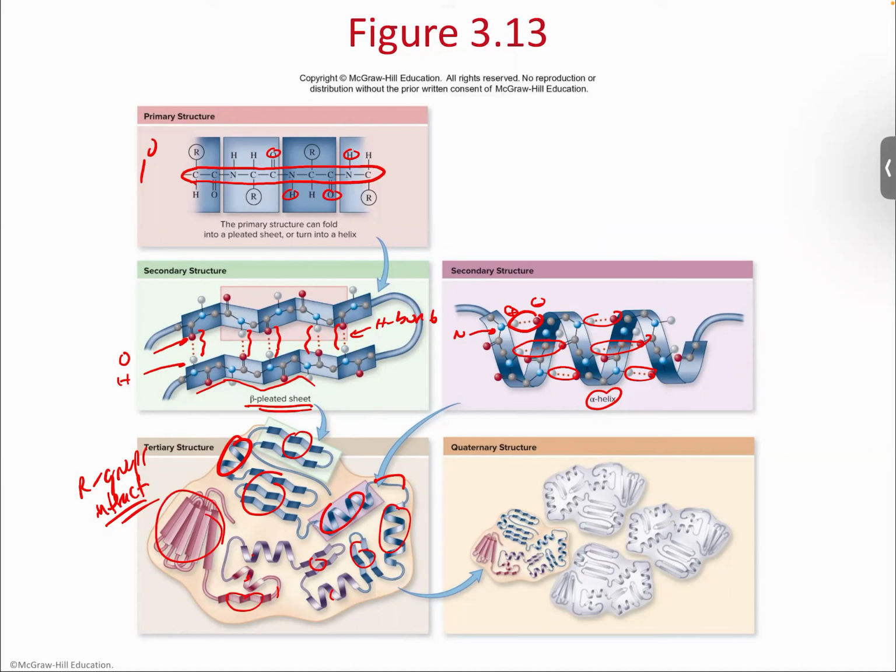And that would be one subunit. And then in quaternary structure, you can see that each one of these little globularly folded subunits forms a member of the four-person team, and that would be quaternary structure. So this one would be secondary, this is tertiary, and this is quaternary.